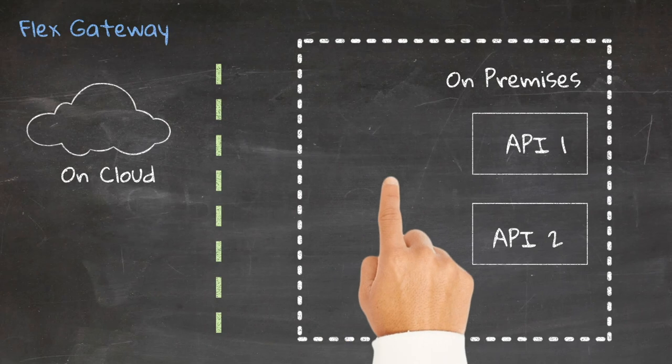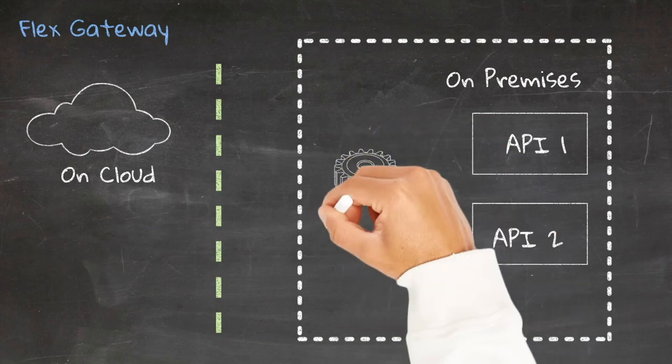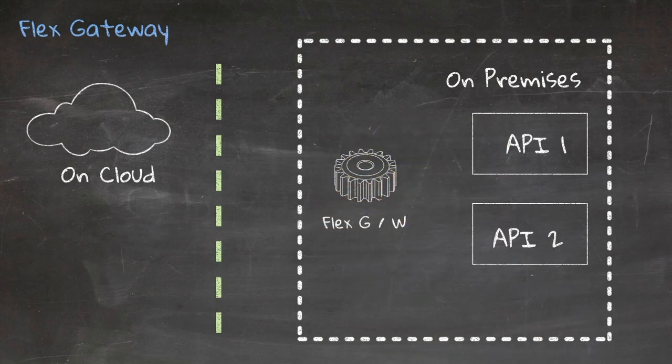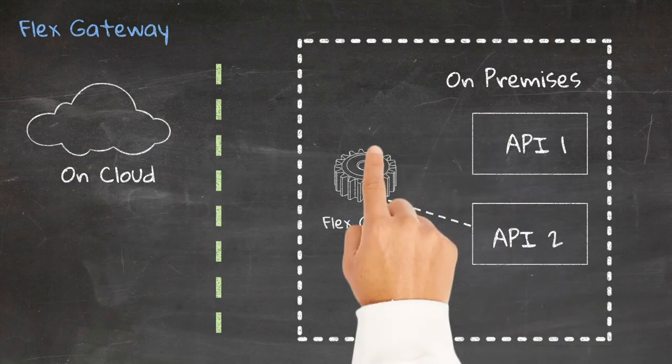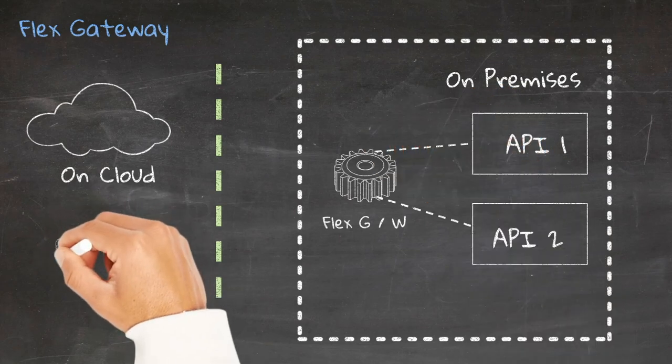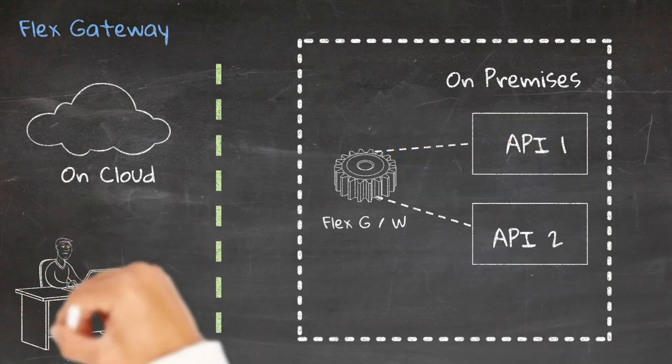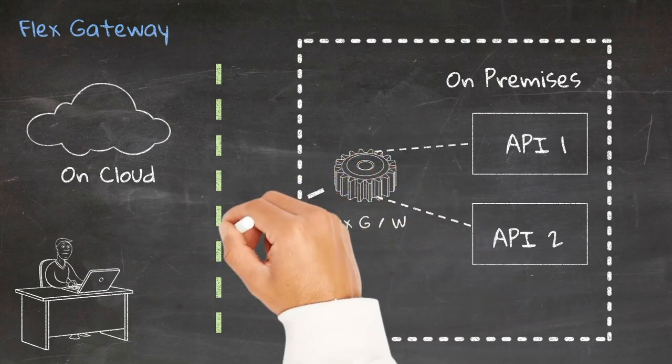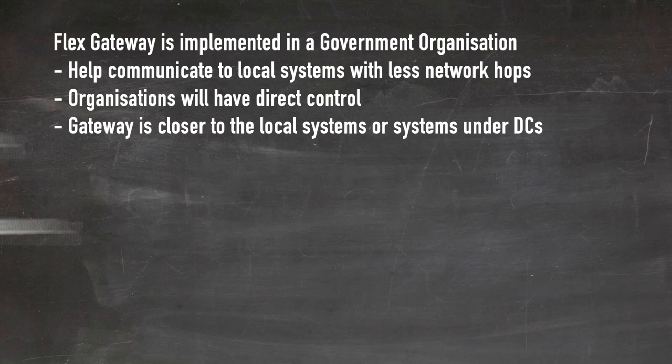This time, the gateway is placed within the on-prem. That means the gateway is closer to the data center and the system in the data center. A user this time accesses the gateway placed on the on-prem. Just to highlight that we have done this kind of a setup in one of the government organizations already.